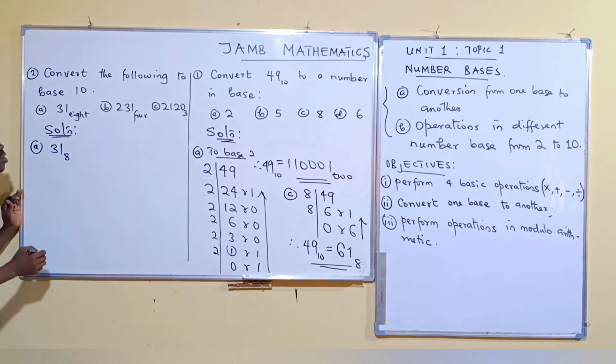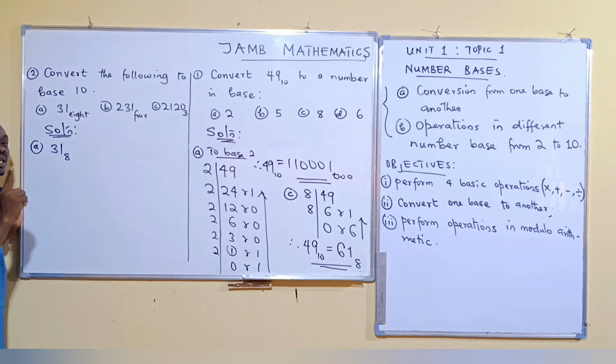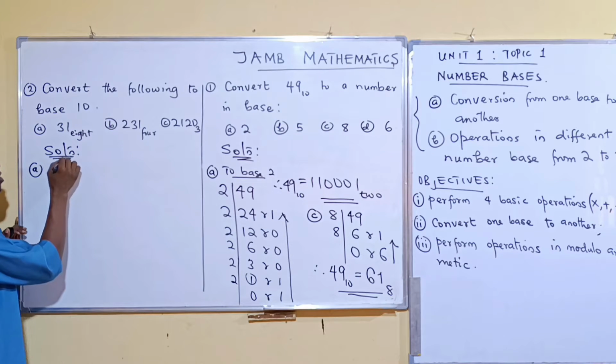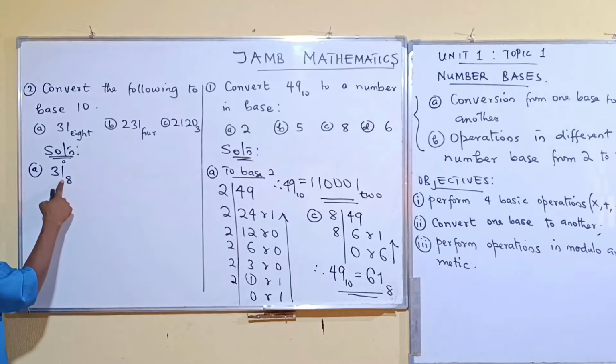So the first thing you do is that you will number the digits you have here starting from 0. That will not be necessary by the time you master it. So all you do, number this 0, then you're starting from here and you're going to your left.